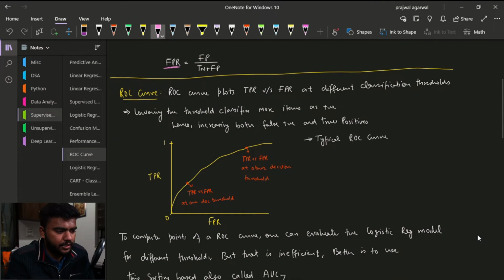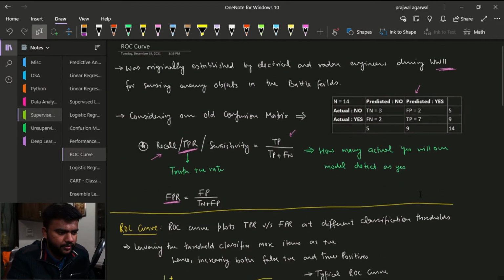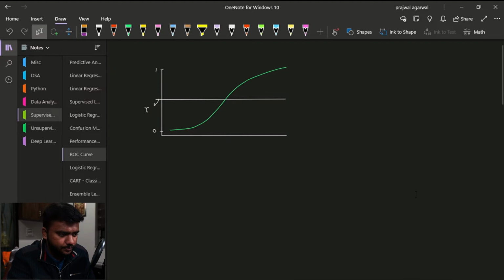So what is the ROC curve? The ROC curve is basically a plot between true positive rate and false positive rate. Before we dive into the ROC curve, there is one thing that I want to share.